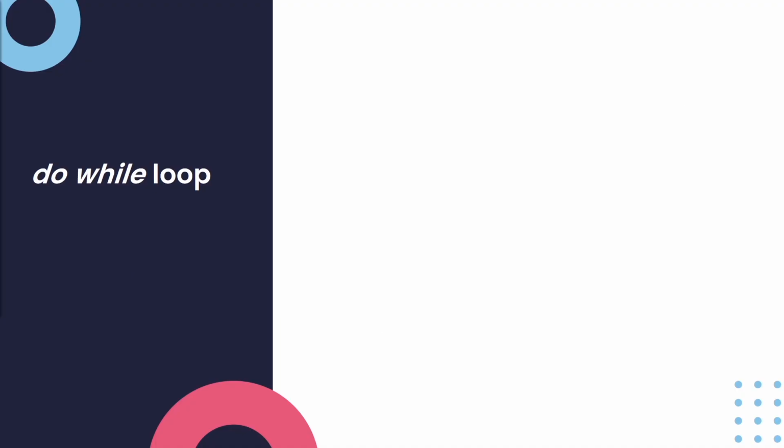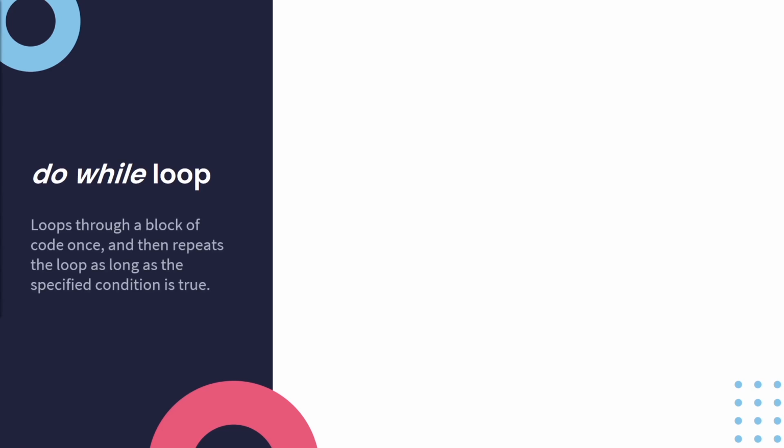And then finally, we have the do while loop. Now, the do while loop loops through a block of code at least once, regardless of a condition being true or false. The block of code to be executed will at least run once, and then it will repeat the executing of that block of code as long as the specified condition is true. Let's take a look at another example.